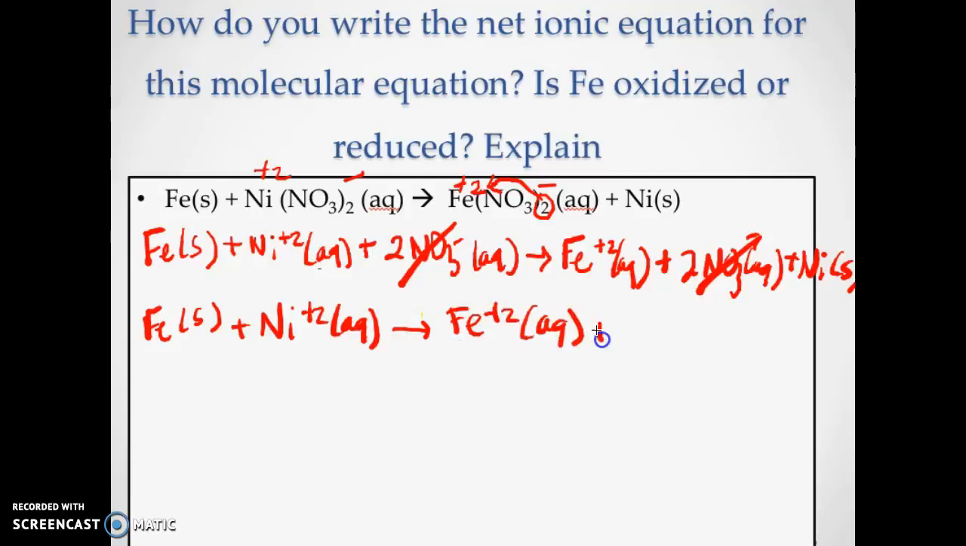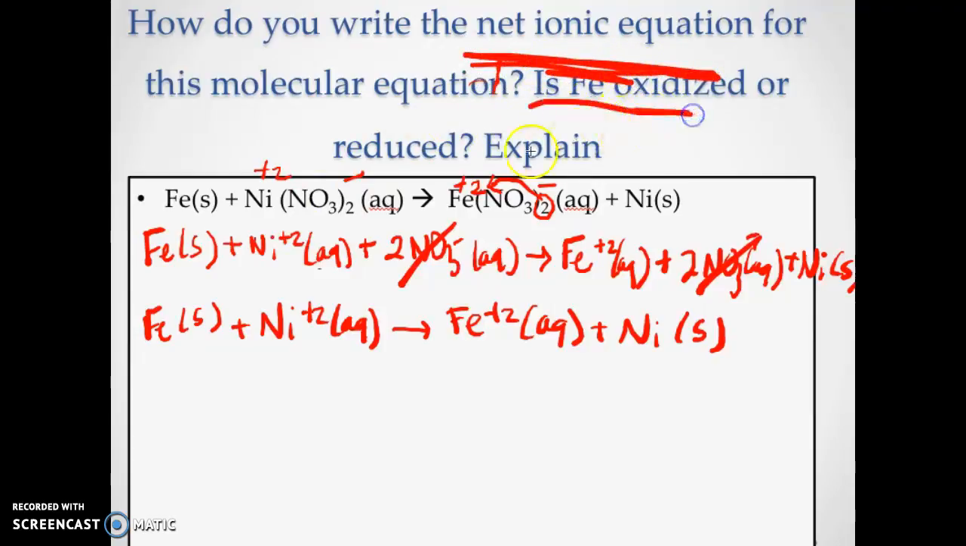So you end up with this. This is your new equation, and now that we found our net ionic equation, that's one of our steps. We can now find which one is oxidized and which one is reduced. The question just specifies this one, but I'm going to do both.